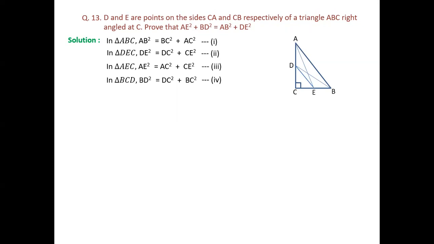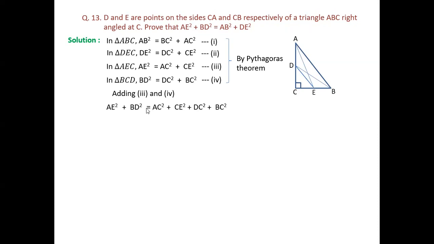Okay. Now, what should you do? All these things we are finding using the Pythagoras theorem. All are using Pythagoras theorem. We have written these four relations. Now, add third and fourth. Let us add only 3 and 4.